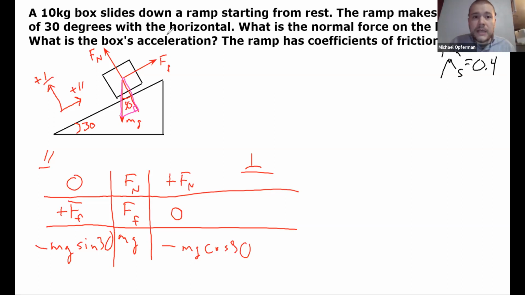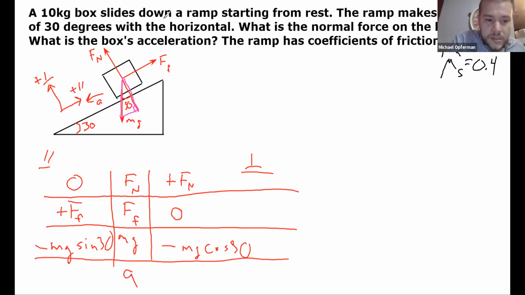Okay, and lastly, I should also think about the direction of my acceleration vector. I don't know if there is an acceleration yet, but if there is, it's going to be down the ramp in that direction, which is the negative parallel direction. So let me throw that in here as well, and 0 in this direction. Okay, so there's my setup.